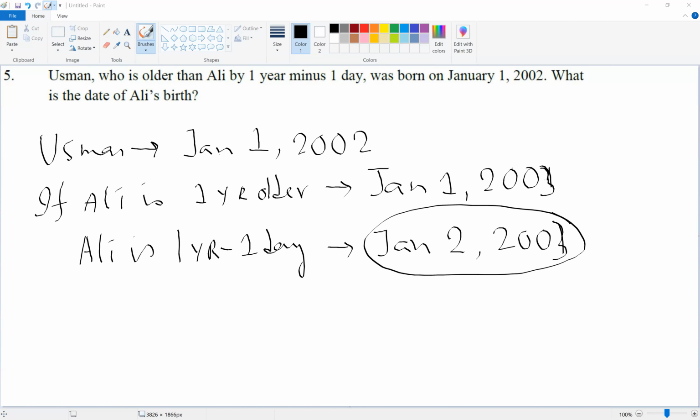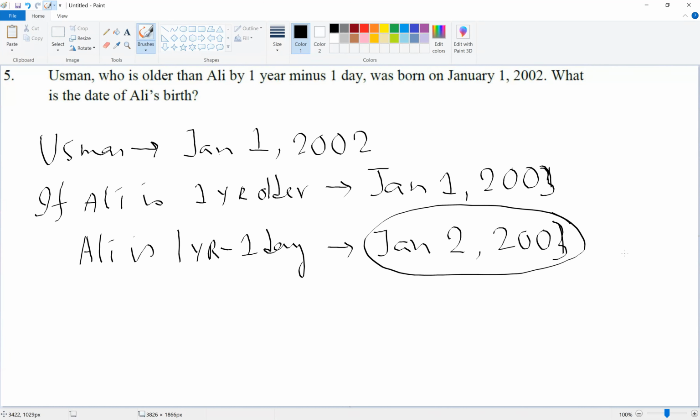But doesn't it say that he's older than 1 year? 1 year minus 1 day. So if Osman is older than Ali by 1 year, then Ali would be January 1st, 2003, right? Wait, but doesn't it say like January 1st? Wouldn't it be minus 1 day?